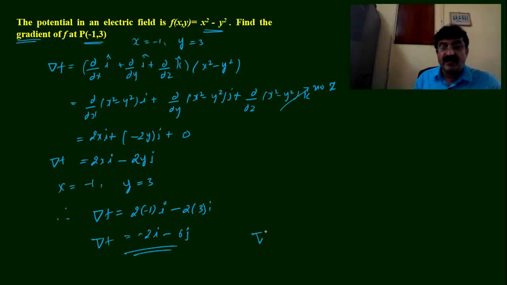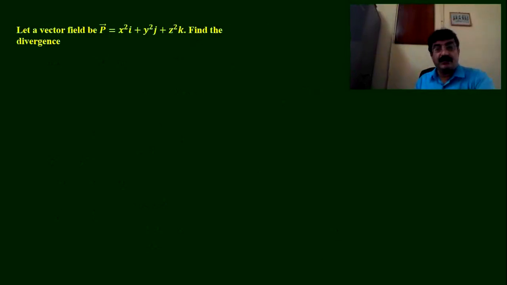Or I can write del f is equal to (minus 2, minus 6). I hope you got this problem. So like this you can find out the gradient. Now comes the next one. Let vector P is equal to x square i plus y square j plus z square k. Find the divergence.